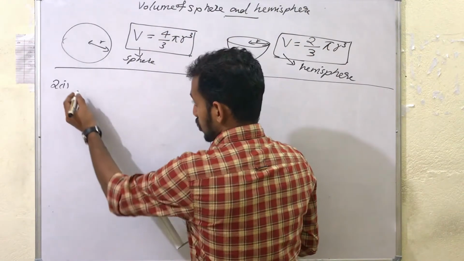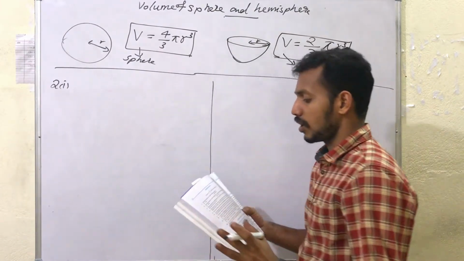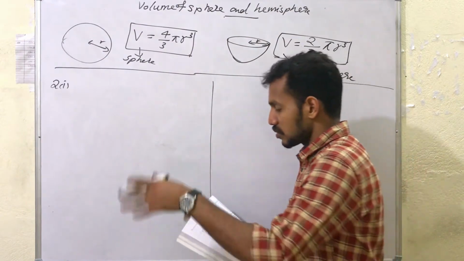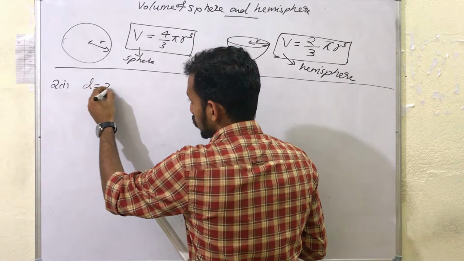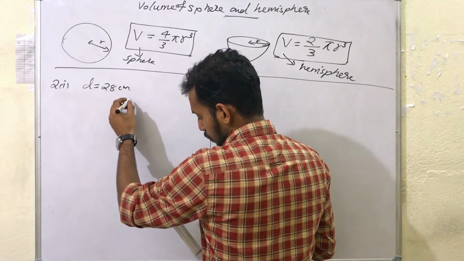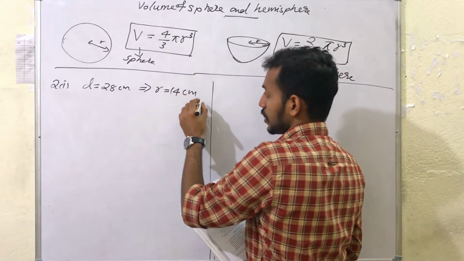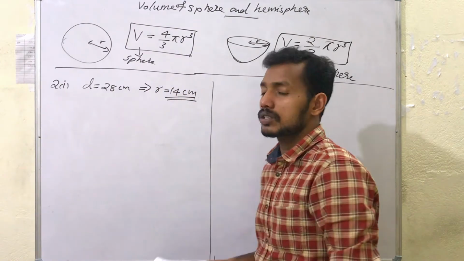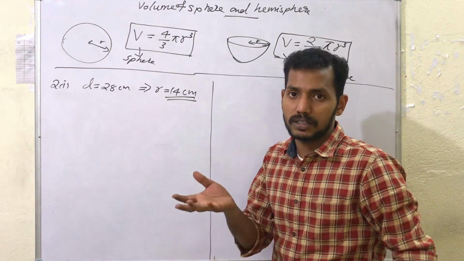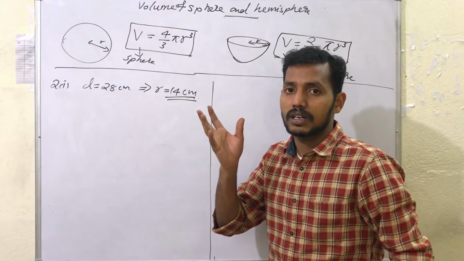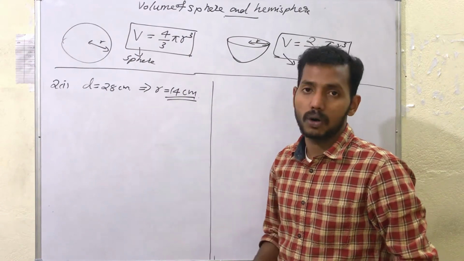I am going to discuss question number 2, option number 1. Find the amount of water displaced by a solid spherical ball of diameter 28 centimeter. So diameter is equal to 28 centimeter, that implies radius equal to 14 centimeter, half of the 28. Here the amount of water displaced by this ball means we just need to find the volume of the ball. That means how much space is required to occupy the ball in the water. That is the volume of the ball.